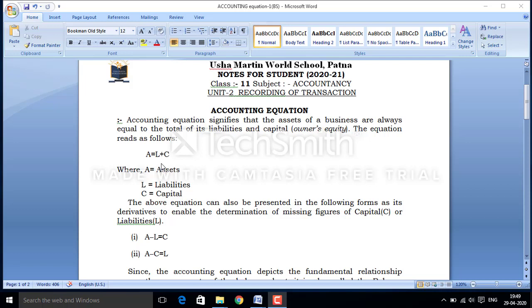first of all, I'm starting a new chapter, that is the first step of accounting, that is accounting equation. So in this chapter we will learn to balance the accounting transactions. We will learn to show the effect of accounting transaction on the business.